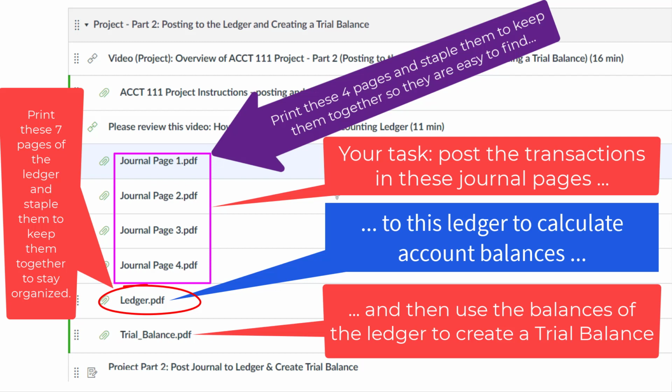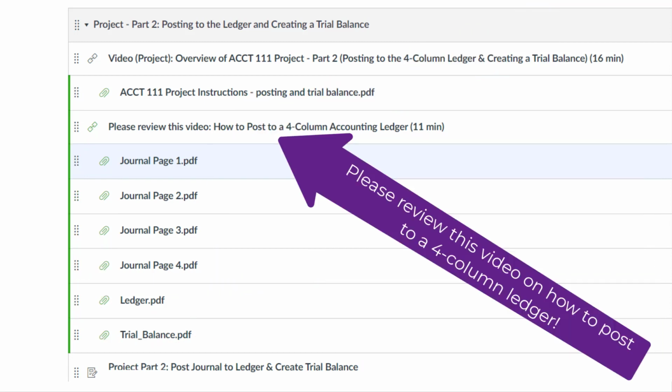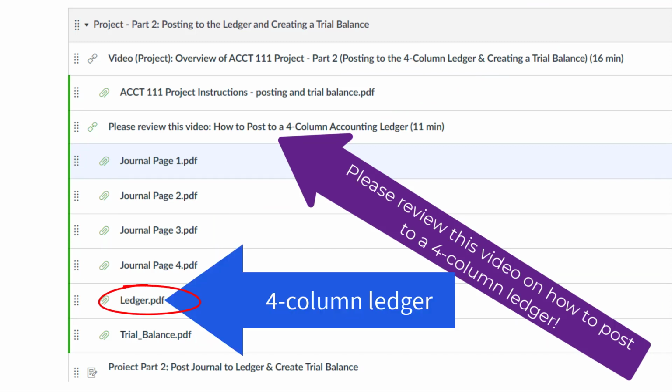And then when we're done posting to the ledger, we will take the balance of each account and use those balances to create the trial balance. I highly recommend you review this video, how to post to a 4-column accounting ledger, because that's what this is. This is a 4-column accounting ledger.